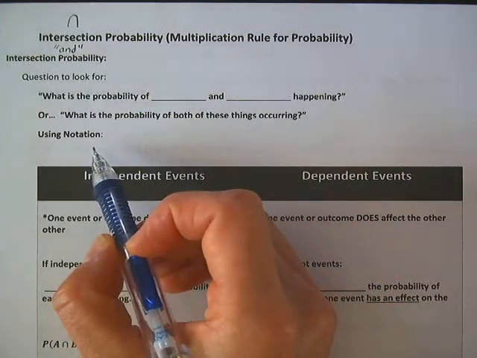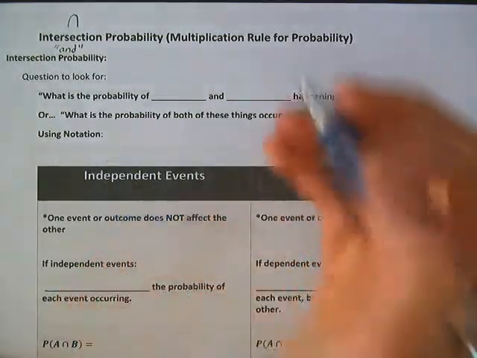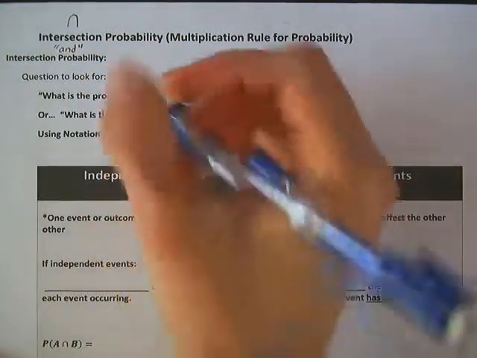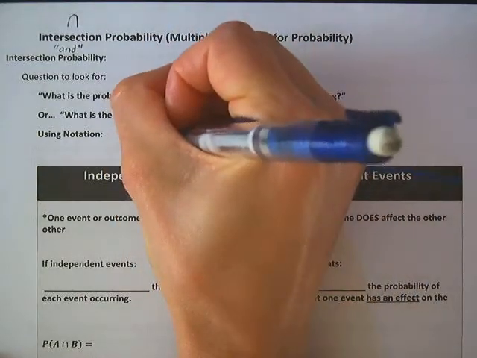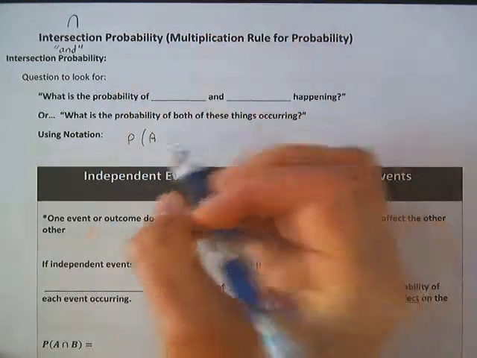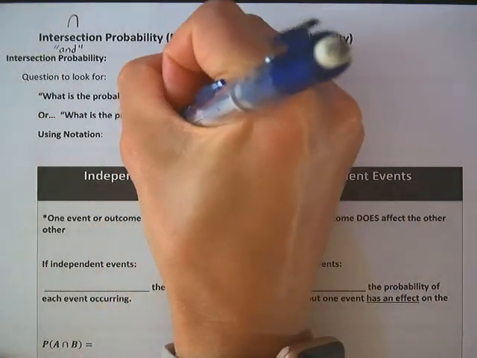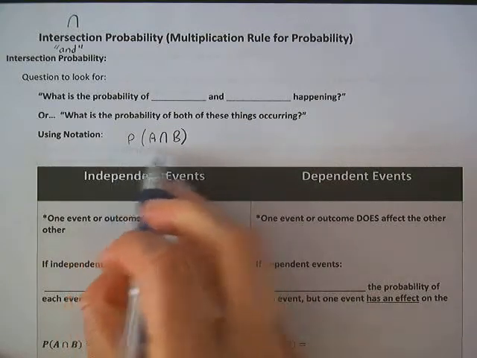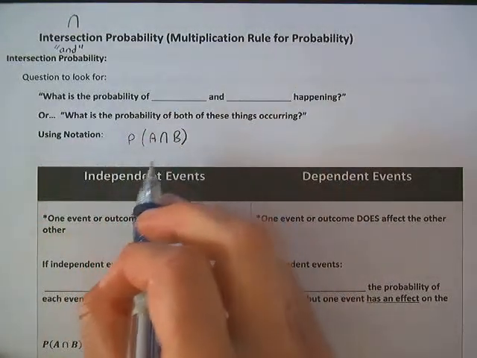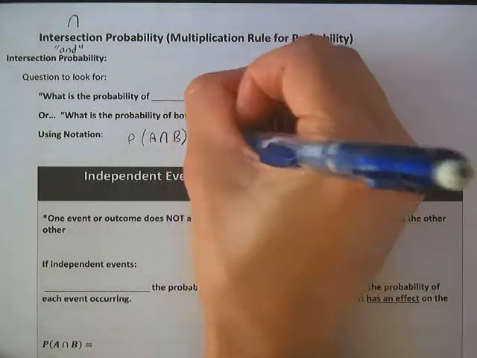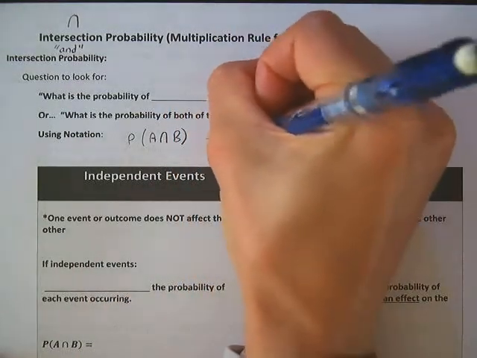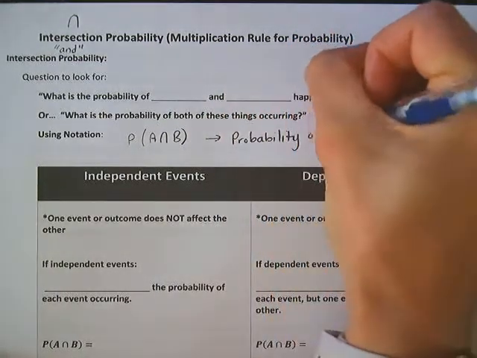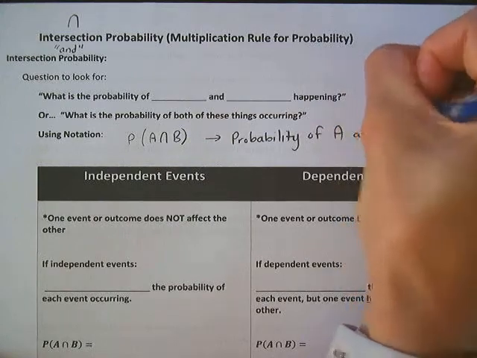Okay, and so the notation that you will be seeing with this is, it'll be like P for probability. So the probability of, and we're going to use the general letter A, of A and B happening. Okay, so that's how you write this using the notation. All right, so what this is really saying is what's the probability of A and B happening.